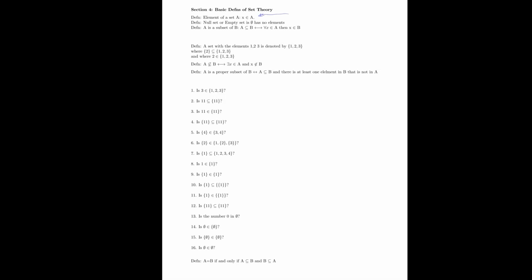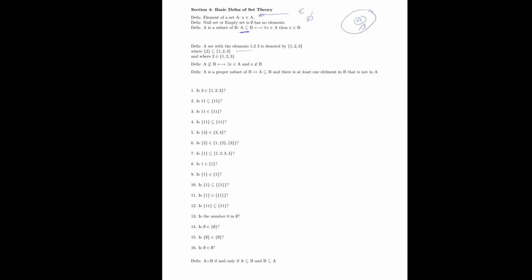So this little sign here, little e, means element of. This sign here means null set. There's nothing in the set. So A is a subset of B if for every x that's in A, it's in B. So that would look something like that.